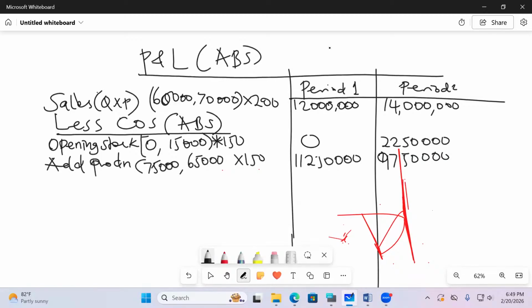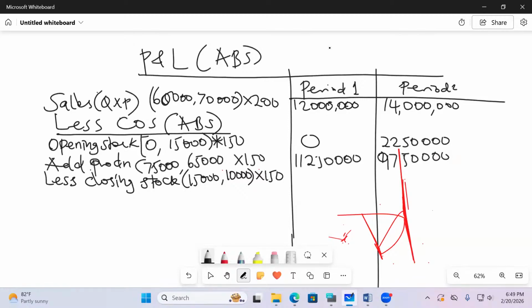And then we come under less who? Less closing stock. So we must then be able to know the closing stock units, isn't it? Closing stock units, do you remember them? For period 1, 15,000. Period 2, 10,000. So each unit to be valued at 100 and 50. Each unit to be valued at 150.